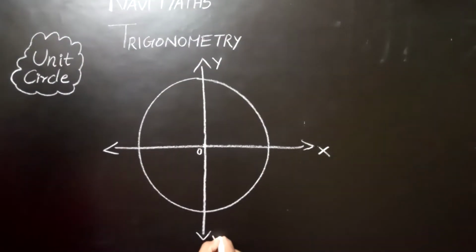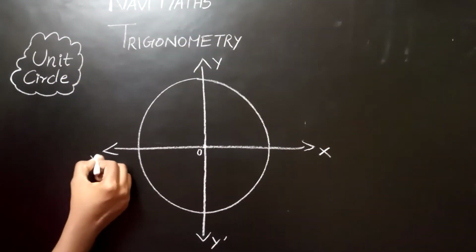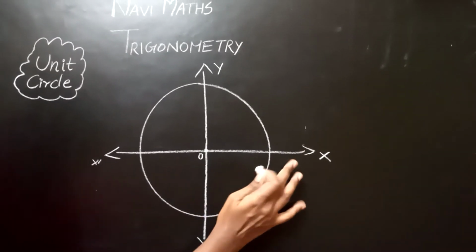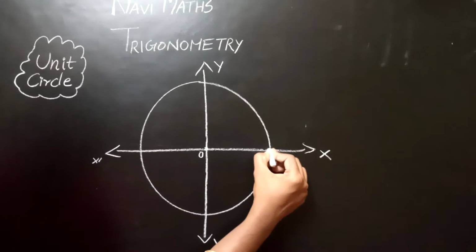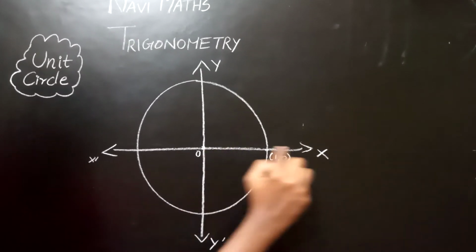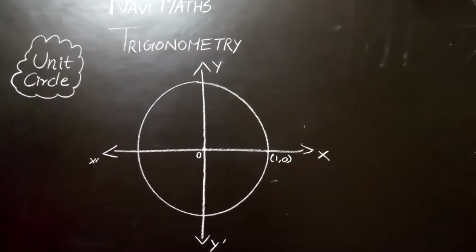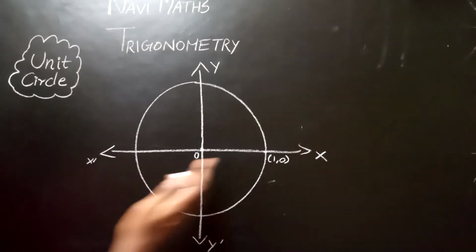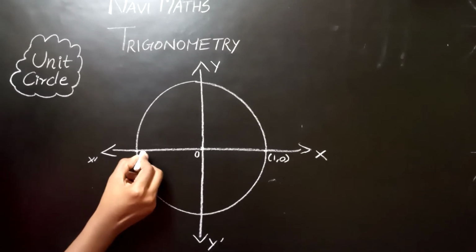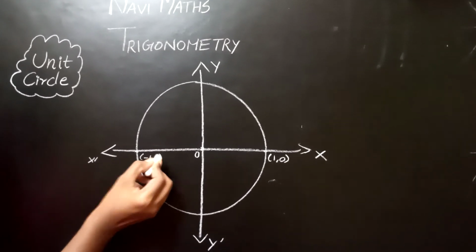You all know that this is y dash, this is x dash. So from the origin, the right hand side is always the plus number. So here we can take this point as 1, 0. The point which lies on the x-axis will have y coordinate 0. So we have to take 1, 0. In the same way, in the negative direction, this point will be minus 1, 0.